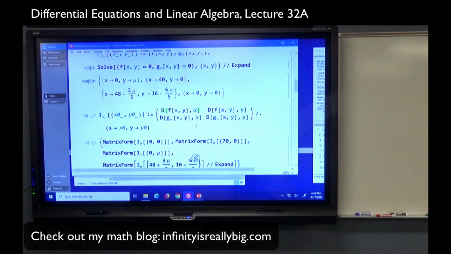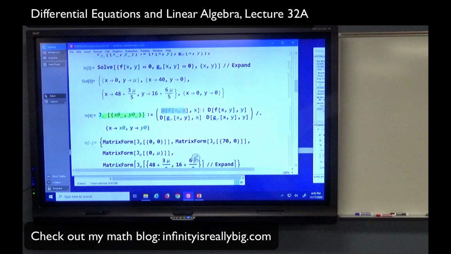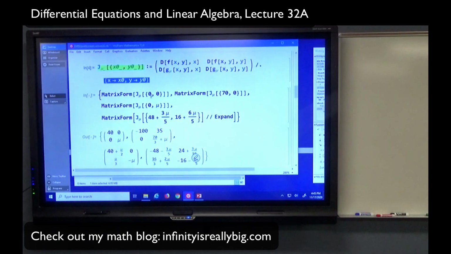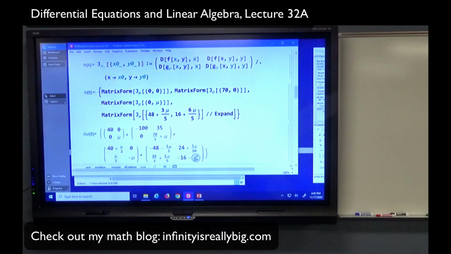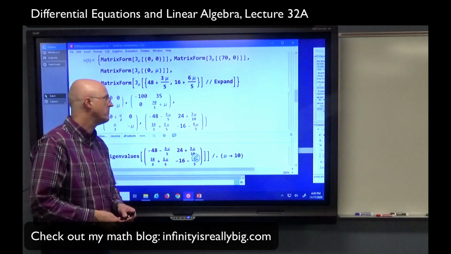We can compute the Jacobian matrix. This is the general Jacobian matrix. These d's are computing derivatives, appropriate partial derivatives, and ultimately we're plugging in the point x0, y0. Now I can plug in particular equilibrium points and get these Jacobian matrices, and as we've been talking about, we can use these to help linearize with the Hartman-Grobman theorem.